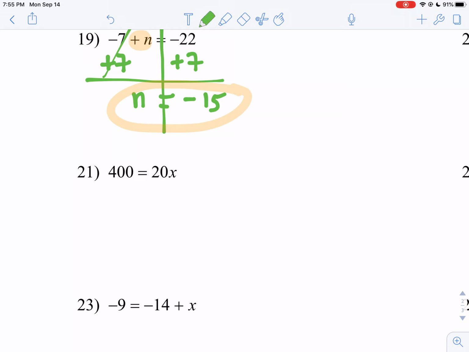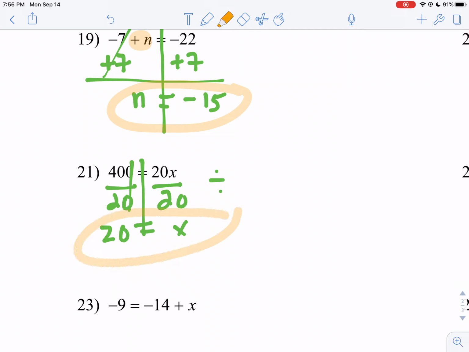Okay, number 21. Again, same thing here. Now your variable is on the right-hand side. So you have 20 times x. 20x is the same thing as 20 times x. So the opposite of 20 times x is dividing by 20. Dividing by 20, that's a division. So here you have your x, you can cancel one of the zeros, and 40 divided by 2 is going to give you 20. Check the back of the book just to make sure that that's the correct answer.